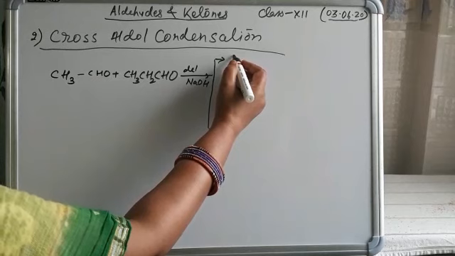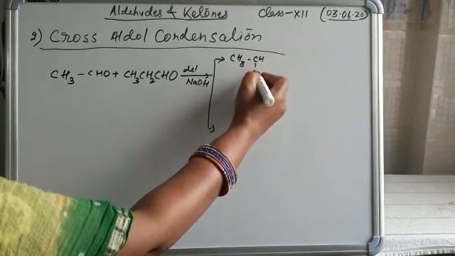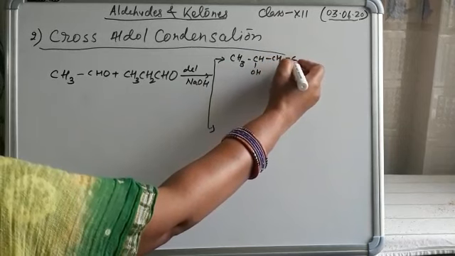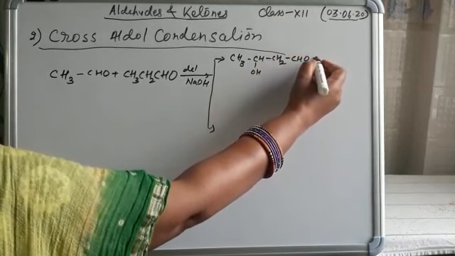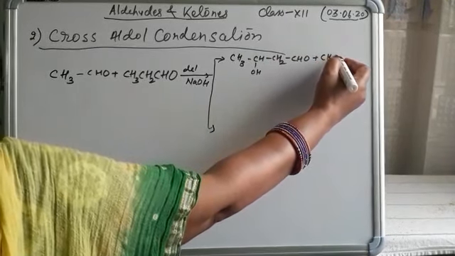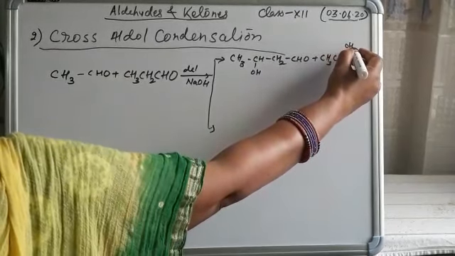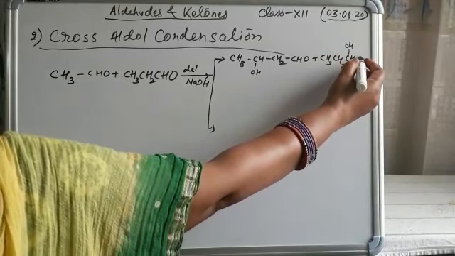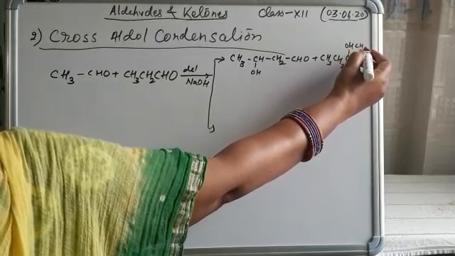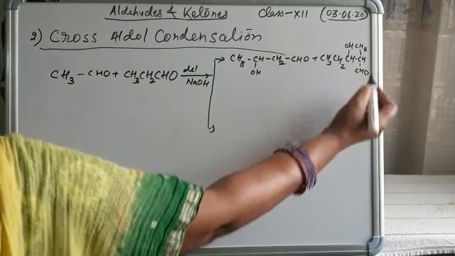So write down the products: CH3 CH OH CH2 CHO, one product. Number 2, CH3 CH2 CH OH and CH again on CH3 and CHO. Here it connects with CHO.